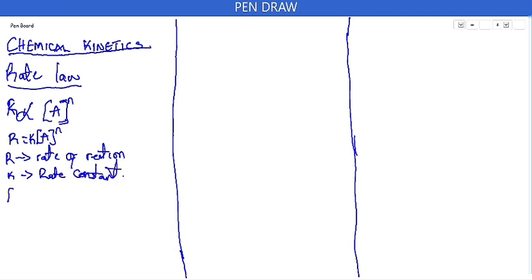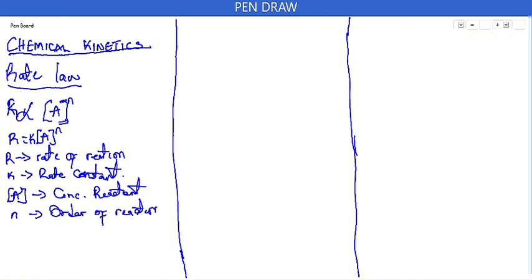And then our A here is the concentration of reactant. And then our n is the order of reaction. Now this order of reaction is not gotten from the overall equation or the balanced equation. It is gotten experimentally. That is why our n can be in fractional form. It can be 1, it can be 0, but it can never be negative.